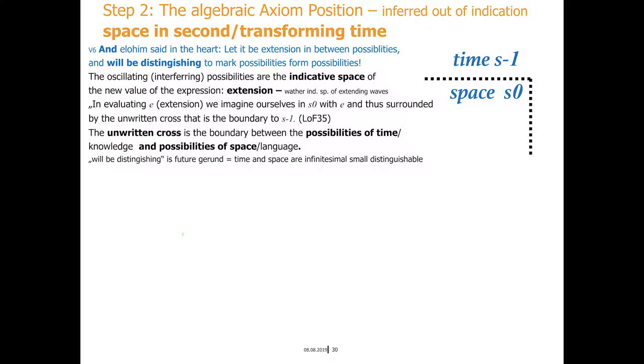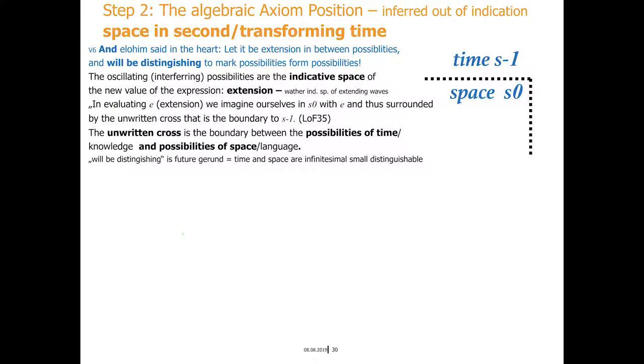The oscillating possibilities are the indicative space of the new value of expression, extension. It's like water, the indicative space of the extending waves. In evaluating E, we imagine ourselves in S0 with E and thus surrounded by the unwritten cross that is the boundary to S1. The unwritten cross is the boundary between the possibilities of time and the possibilities of space.